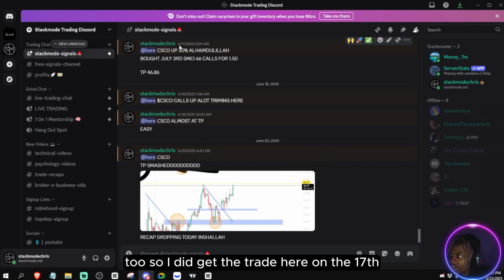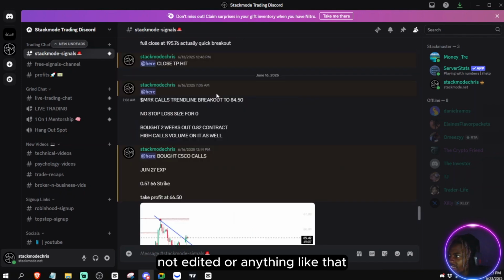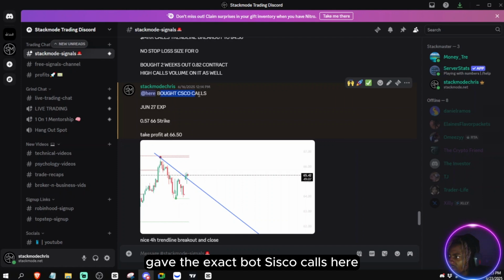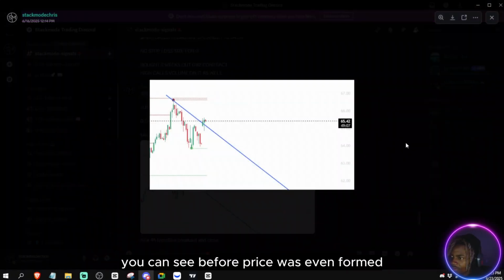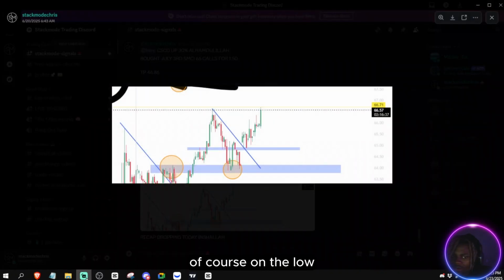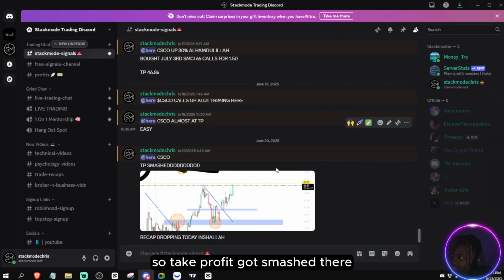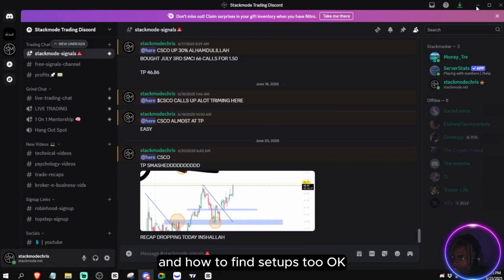So I did give this trade here on the 17th, as you can see in the Discord, not edited or anything like that. I gave the exact bought Cisco calls here, got it on the 16th actually, before price was even formed, and then take profit ended up getting smashed right here, of course, alhamdulillah. So take profit got smashed there, and let's talk about how I analyze the setup and how to find setups too.